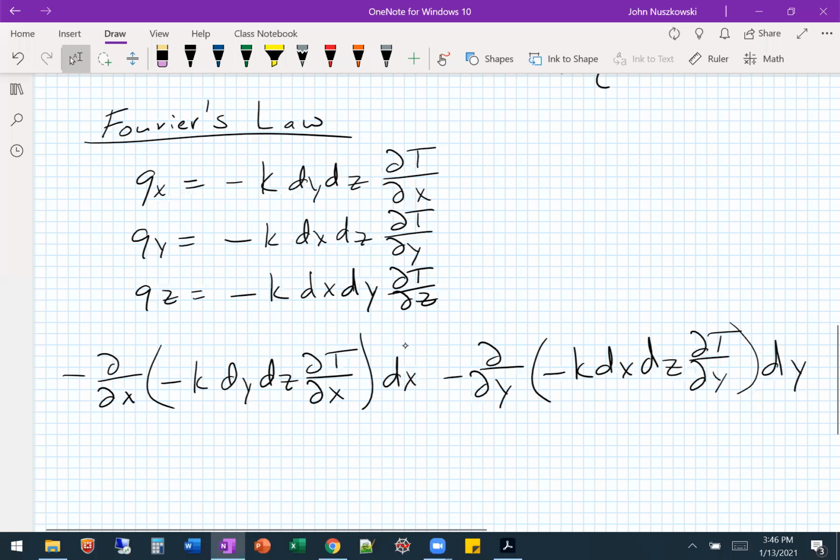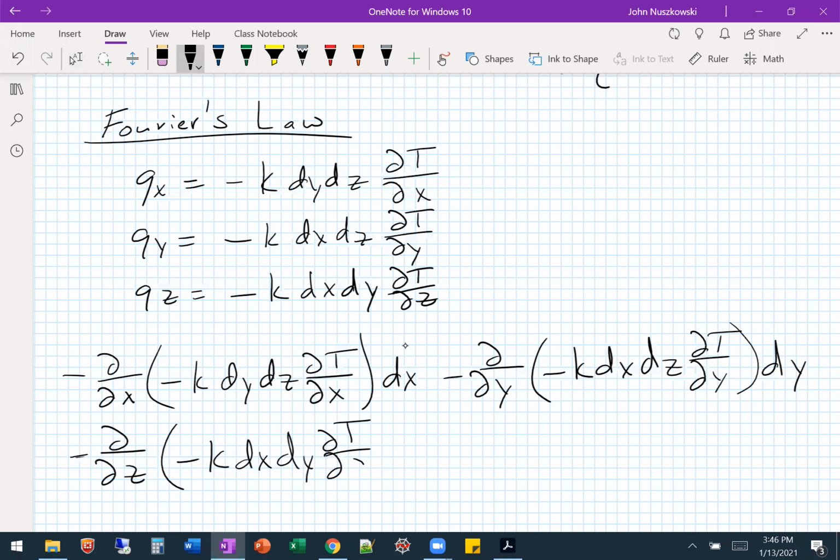We have the z term, okay. Oops, that's not partial. All right, so now we still have volumetric heating and energy stored.